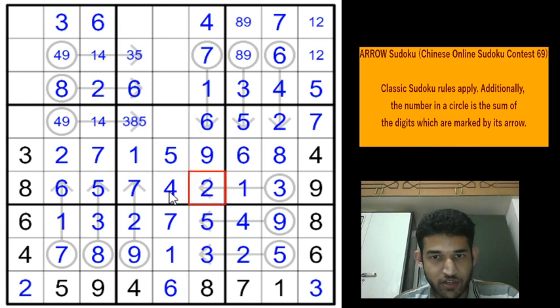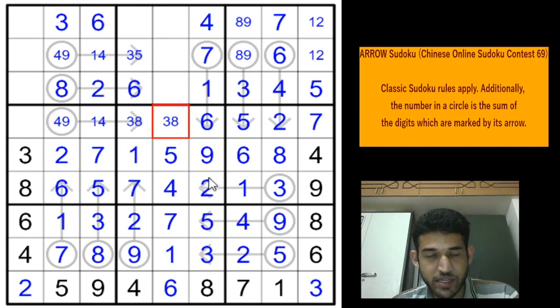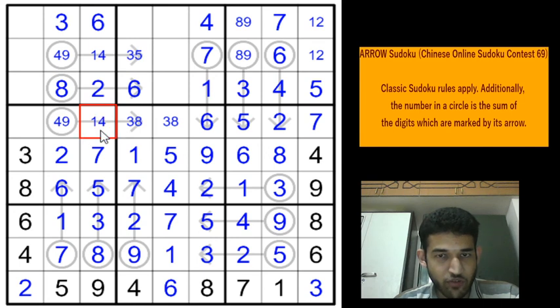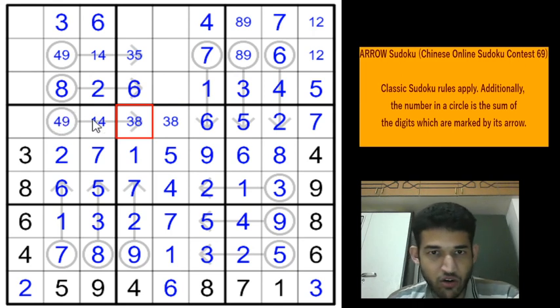1, 5, 6, 9, 2, 4, 7. So 3 and 8 are the remaining digits. So these will be 3, 8. Now if you look closely, you can't have the 4 here, right? If you have the 4 here, 4 will either add up to the 3 or 8, and both will not give a valid digit in this row 4 column 2. So you can eliminate the 4 from there.